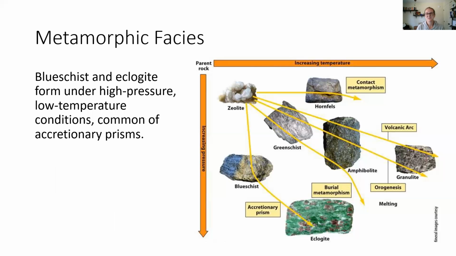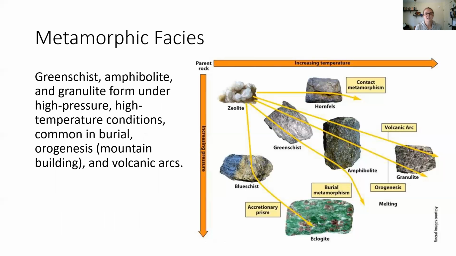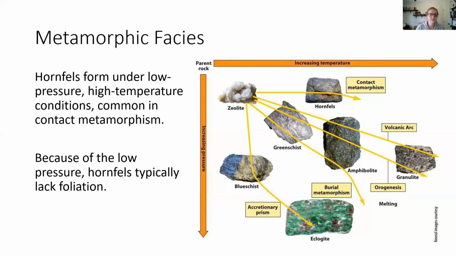Okay. So to give some more examples of this, blue schist and eclogite form under high pressure, low temperature conditions, really common of accretionary prisms. Okay. Green schist, amphibolite, and granulite form under high pressure, high temperature conditions. So think like burial under mountains and volcanic arcs, things like that. And as I said before, hornfels form from contact metamorphism, so low pressure, high temperature conditions.